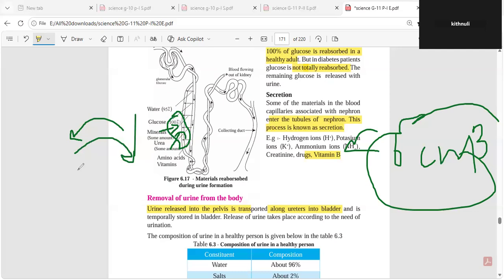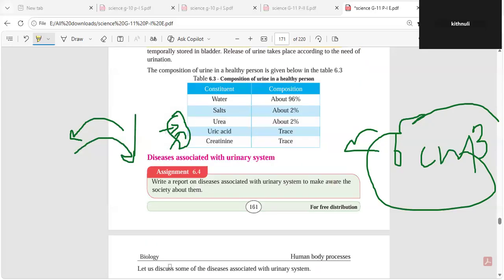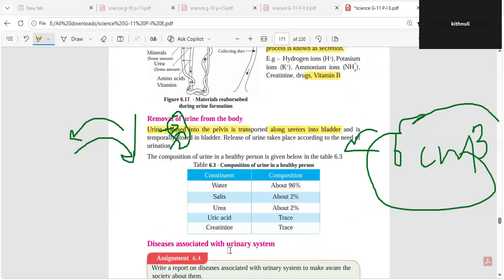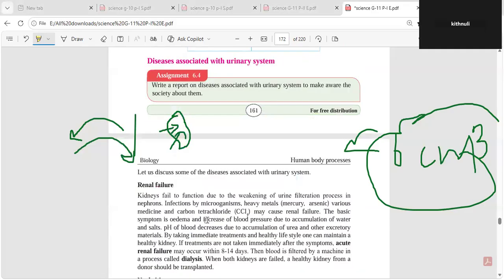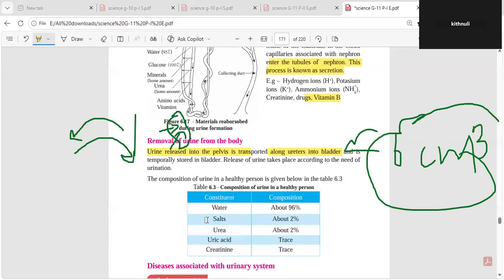So you must know the composition of the urine. Correct. Main thing is water and the salt. And the trace elements are creatinine. Trace means very slight amounts. Right?